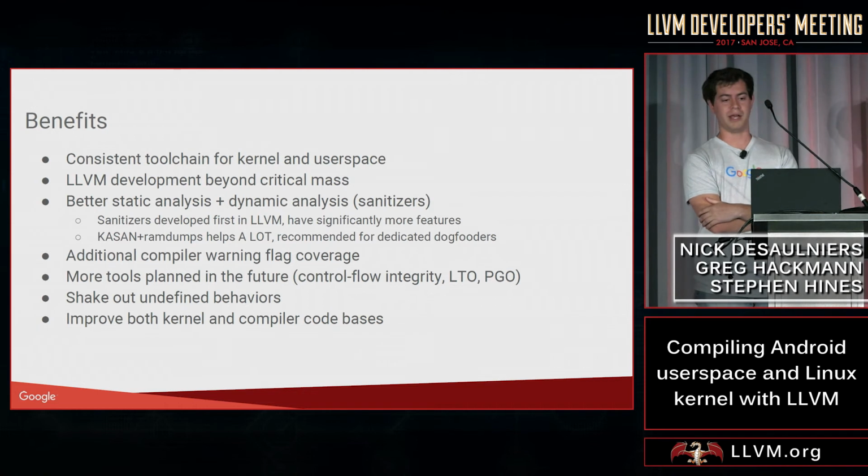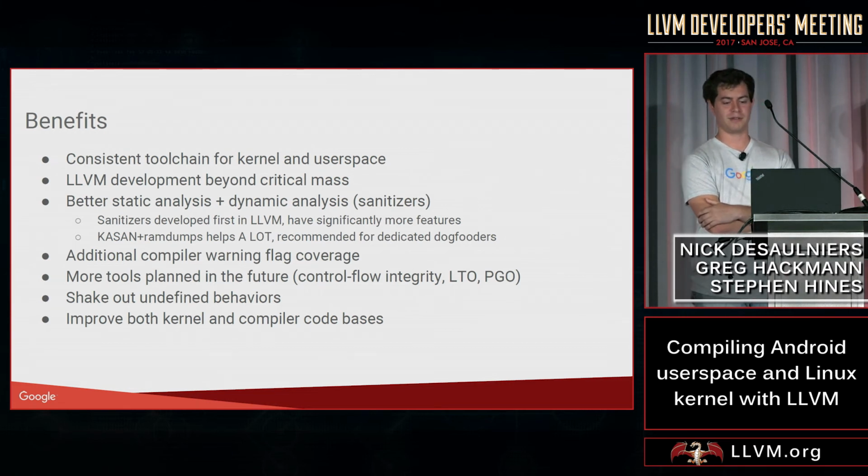So one of the things that's really helpful, that's helped us find a lot of bugs, is being able to run KASAN and then be able to collect RAM dumps when we have kernel panics that we hit. But I would only recommend that for your truly dedicated dogfooders. Most people can't handle having too many kernel panics in a day before they get fed up with dogfooding.